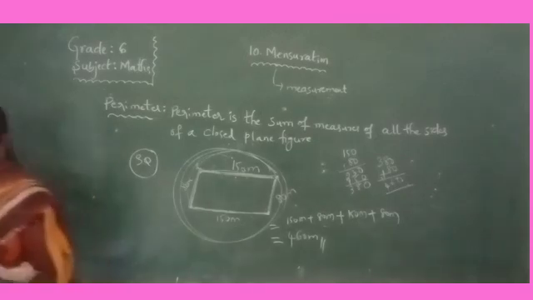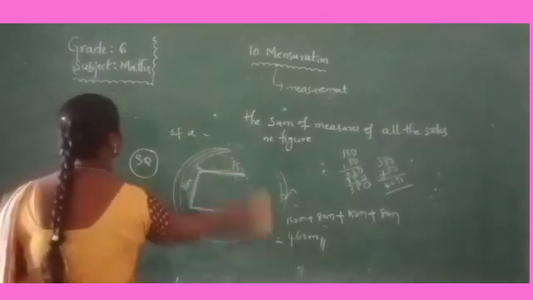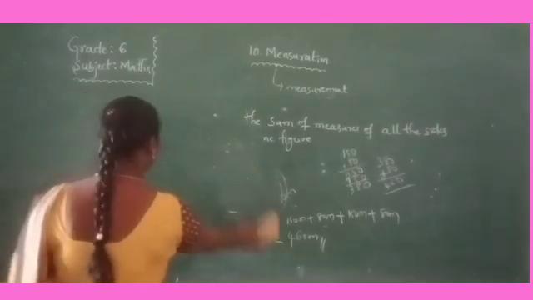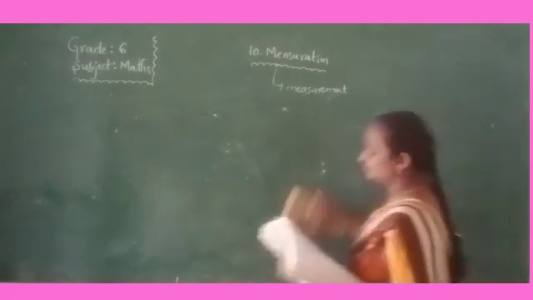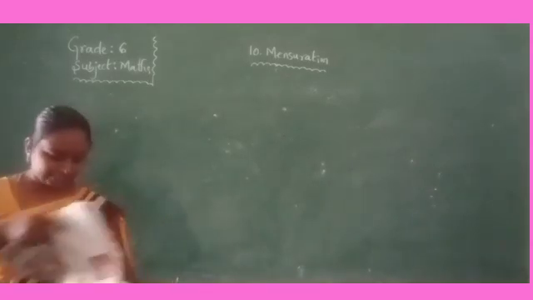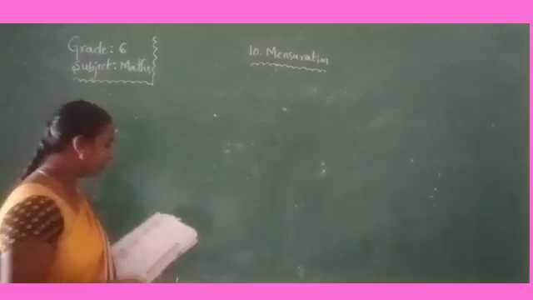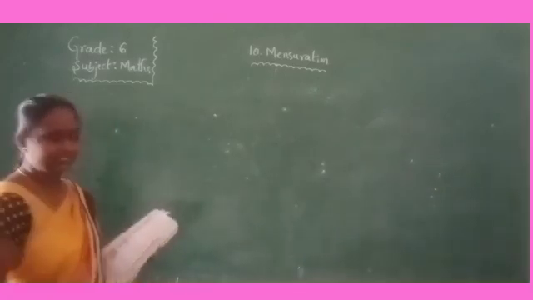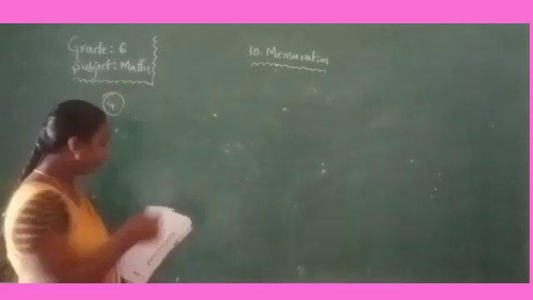So see, next, the fourth question. So what is that? Read. Fourth question is: find the perimeter of the following figures. So what do we have to find here? Perimeter of the following figures. Okay, perimeter means the sum of the lengths of all sides of any closed plane figure. Right. Here we have to find the perimeter of the following figures.